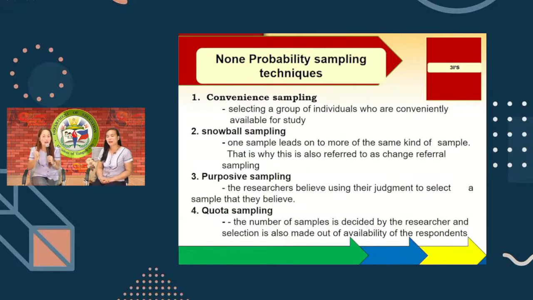Here is an example. You are researching the experience of homeless people in your city. Since you do not have a list of the homeless people in the city, probability sampling is not possible. Because there is no list, your sampling is nearly impossible.